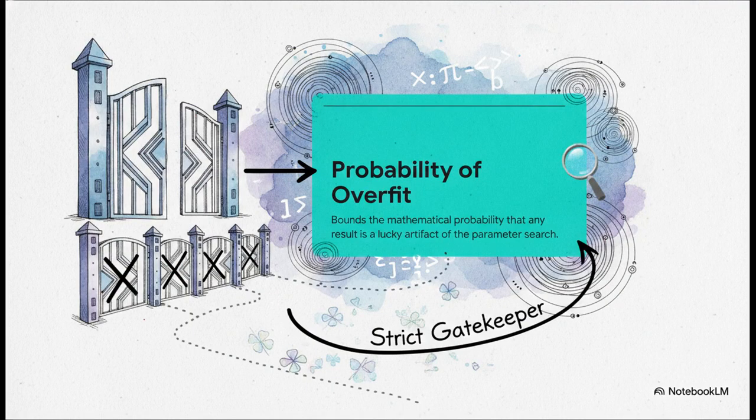But the DSR doesn't work alone. It's paired up with the PBO, the probability of backtest overfit. Think of this metric as a very strict gatekeeper against randomness. It mathematically bounds the danger of optimization by calculating the exact probability that an algorithm's winning result is just a lucky artifact. Essentially, it asks, did the creator just search through thousands of parameters until they found the one that happened to work in the past?